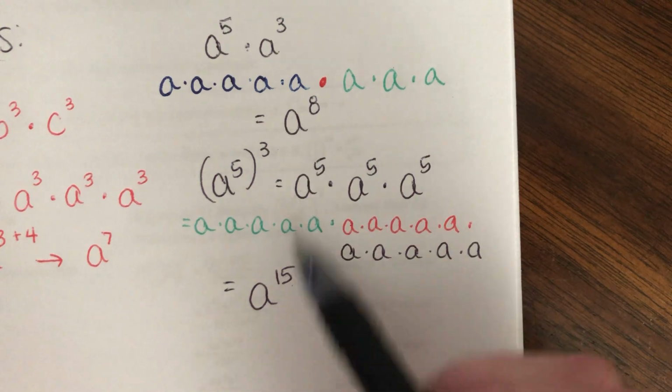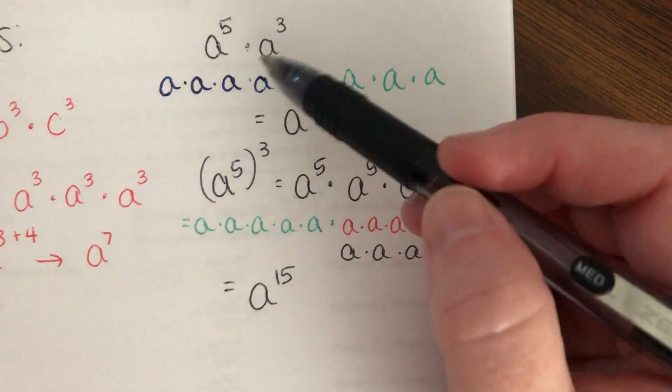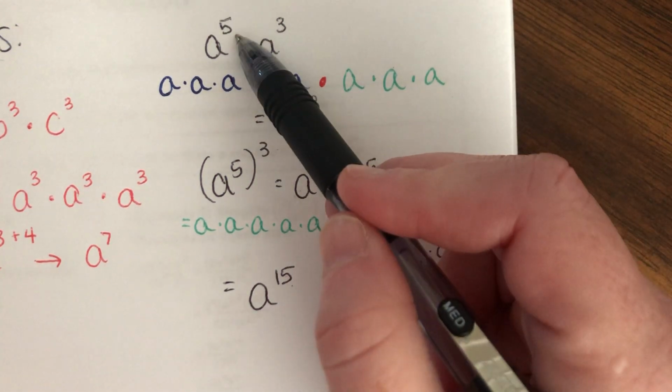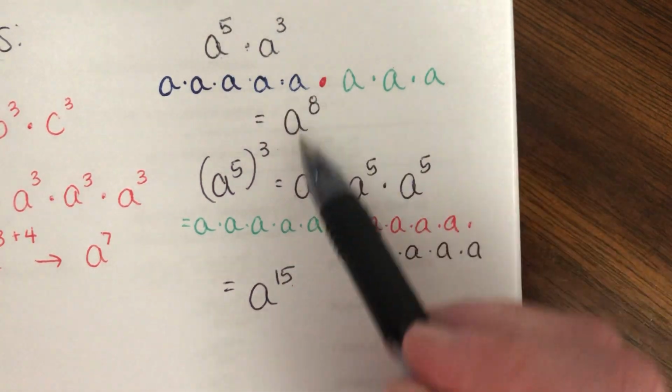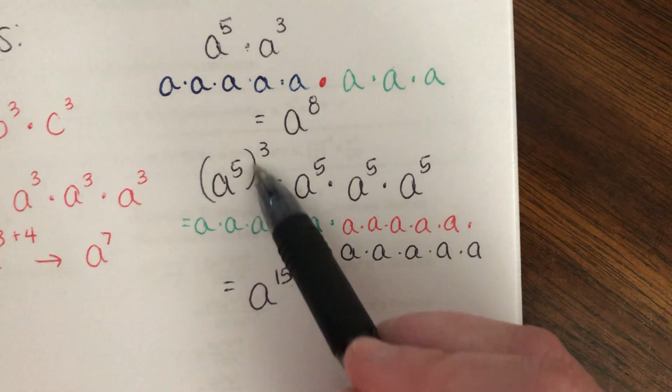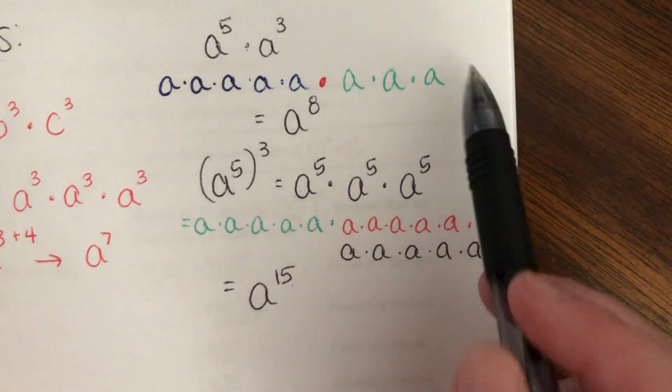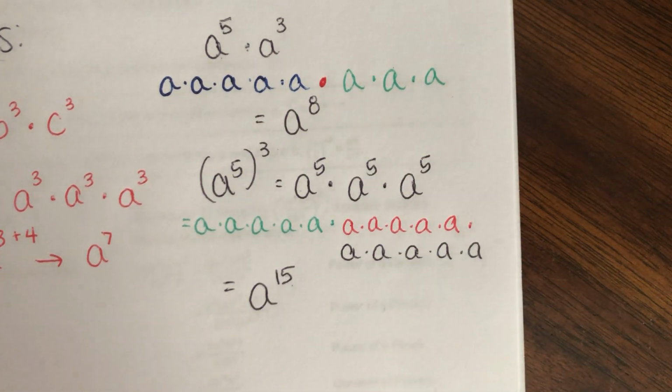So hopefully you guys see the difference here. The concept is the same in both. The exponent tells you how many times to multiply the base. Here, the base is just a. Here, the base is a to the 5th. So the number of times we write out a changes a lot. Okay, hopefully that makes sense.